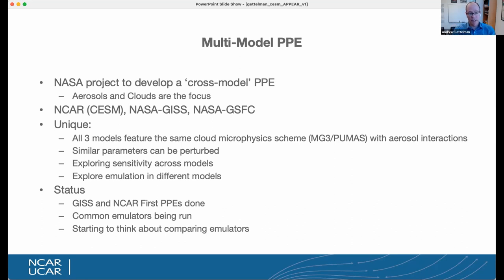So as you've seen, GISS and NCAR both have our first PPEs done, and we're looking at running the same emulators on these and starting to think about comparing them, and comparing the importance maps and the relative importance of the different parameters. And I'll stop there. Thanks, Andrew.